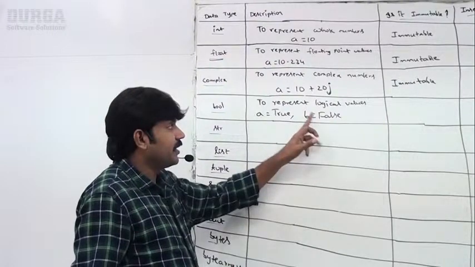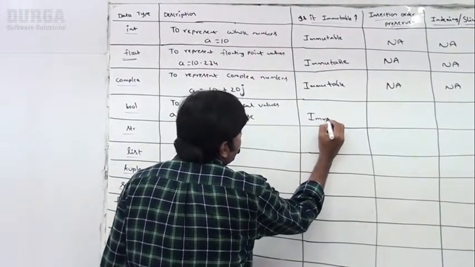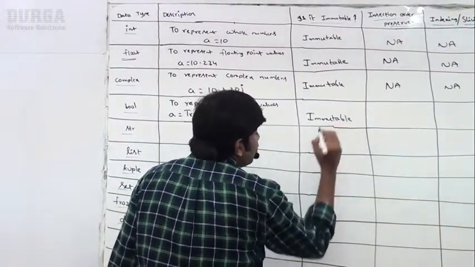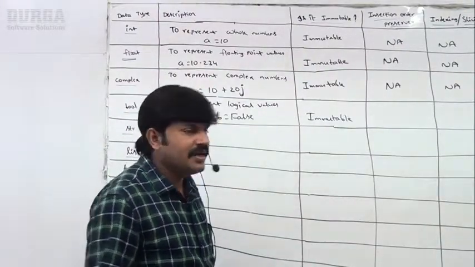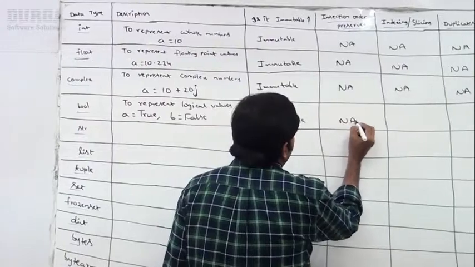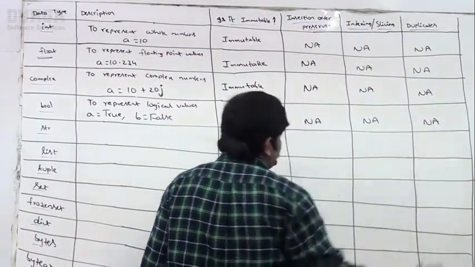Is the bool object immutable or not? Yes, obviously all fundamental data type objects are immutable. It is also a single value, either True or False. Where is the question of order, indexing and so on? Order is not applicable, indexing not applicable, duplicates not applicable.